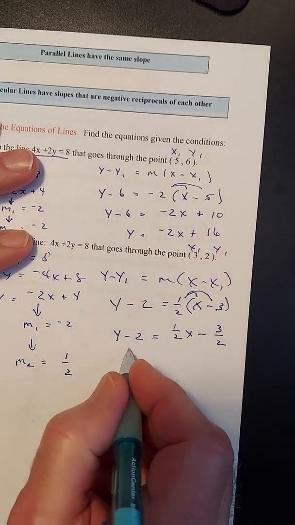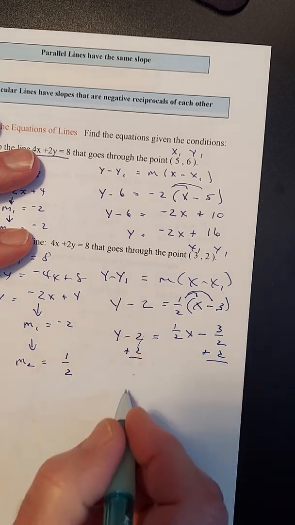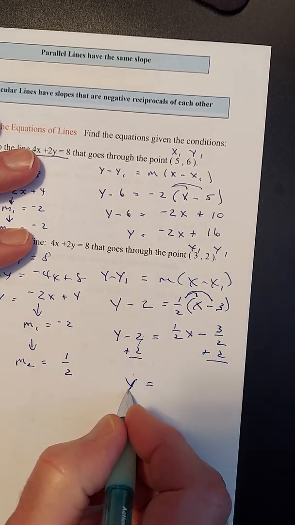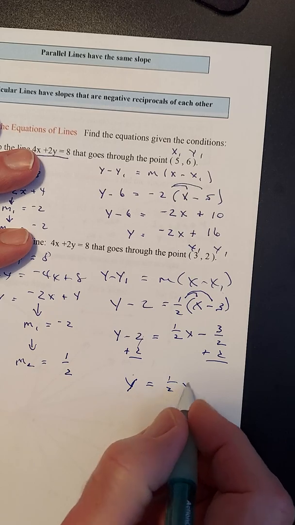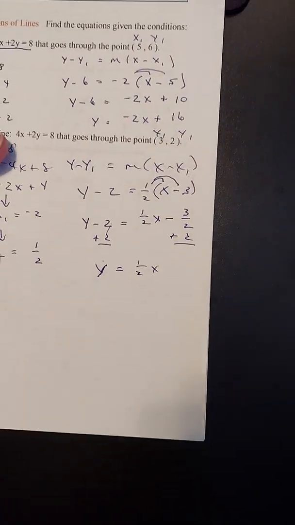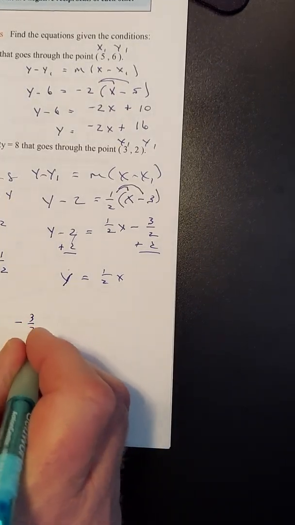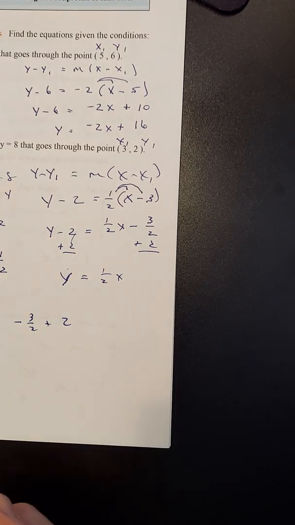Okay, so now we're going to have to add 2 to that side. We got to add 2 to that side. Those drop off, and you end up with y equals. And I'm going to have 1/2 x. Now, many of you guys are going to have trouble with fractions, so let me come down here. What I'm really doing is taking negative 3 over 2 plus 2.